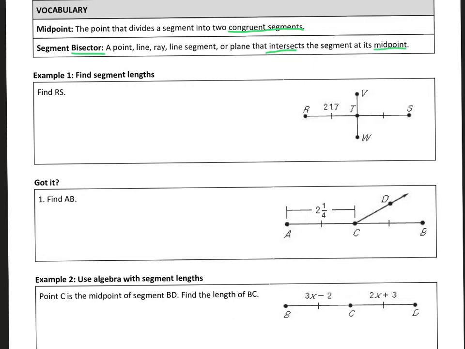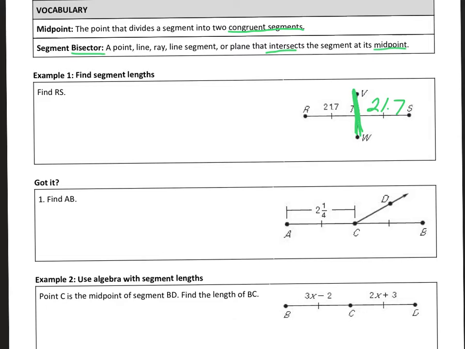So we want to find the length of RS. So we want to find the length of the entire segment. So we look at this, VW here, this is a segment bisector. It is a segment that is bisecting RS. If it is bisecting RS, that means that RT and TS are the same length. So that means TS is also 21.7 units long.